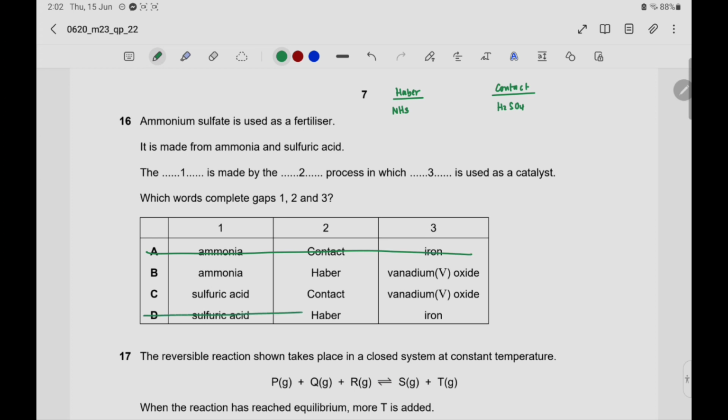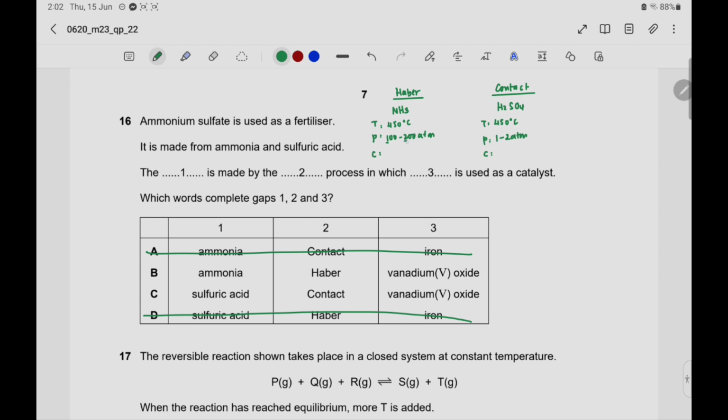Definitely A and D are wrong because the name of the process is wrong, right? For the Haber and contact processes, what is important to memorize is their temperature, pressure and catalyst. Temperature is easy because both of them share the same 450 Celsius. Acid is more dangerous, so I cannot use a very high pressure. Later it splashes onto my face, right? I get ugly. So 1 to 2 atmospheres is enough.